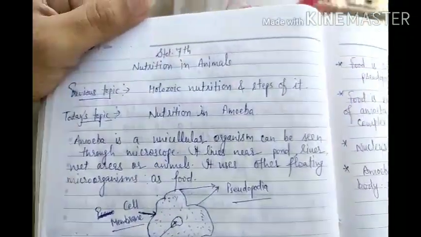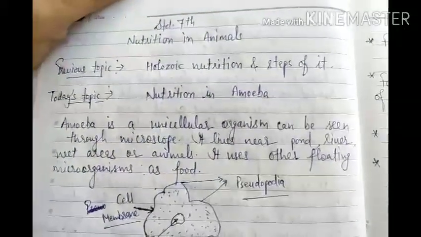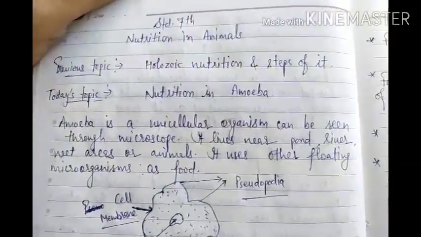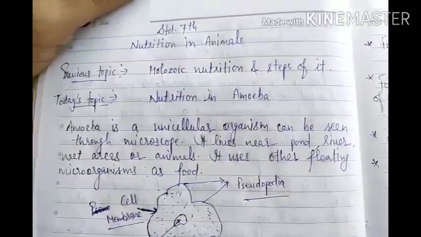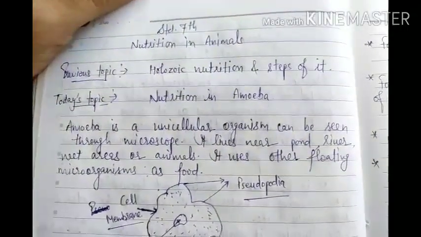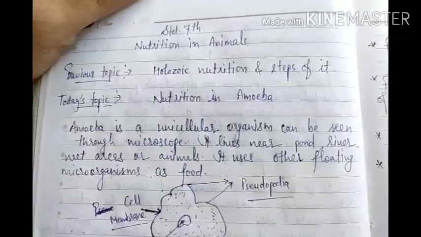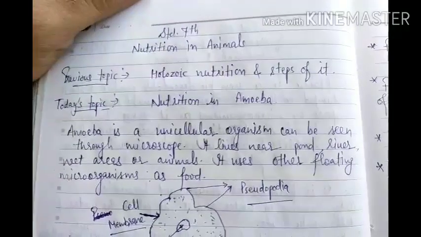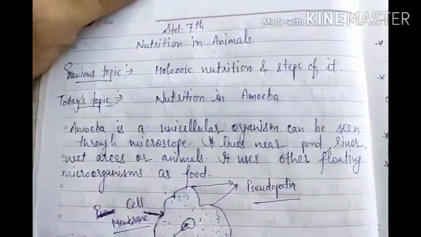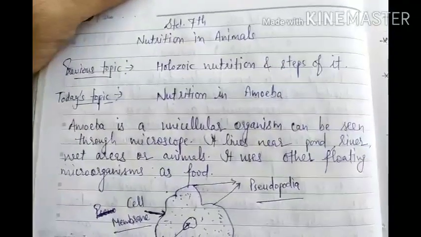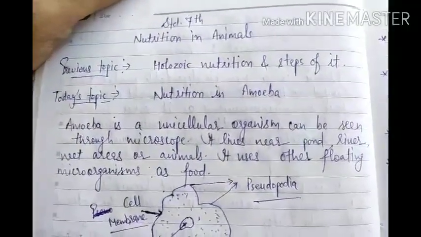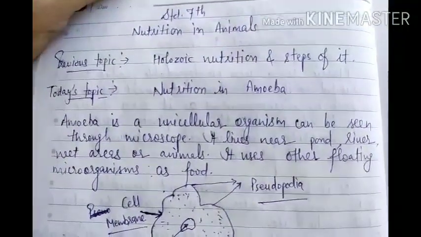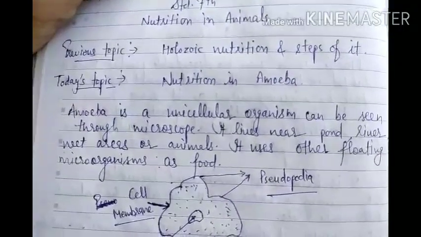I will start these holozoic nutrition steps in the proper way from the microorganism amoeba. Amoeba is unicellular, meaning an organism made by a single cell. It is a kind of animal. It can be seen by microscope. We cannot see it with normal naked eyes because it is a microorganism. Its size is so small that we cannot see it.